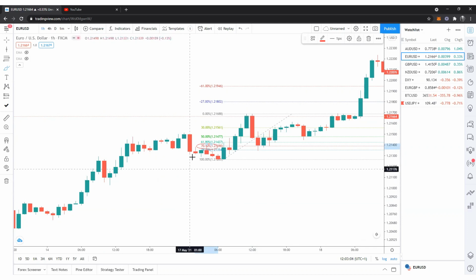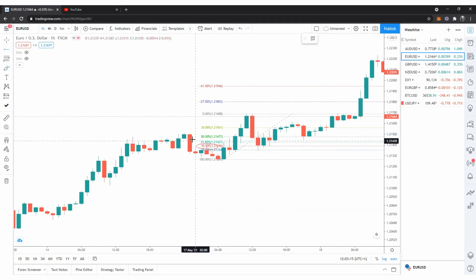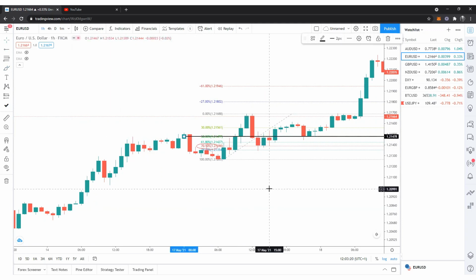So if we mark 50%, we will use a horizontal ray, which again, just click the arrow on the right hand side of the toolbar and click horizontal ray. So if we click and put a line at 50%, we know that we will buy when it's below 50. We won't buy if it's above 50 because that doesn't make sense. You don't buy when it's high. So anything below 50 is a good shout to then buy from.